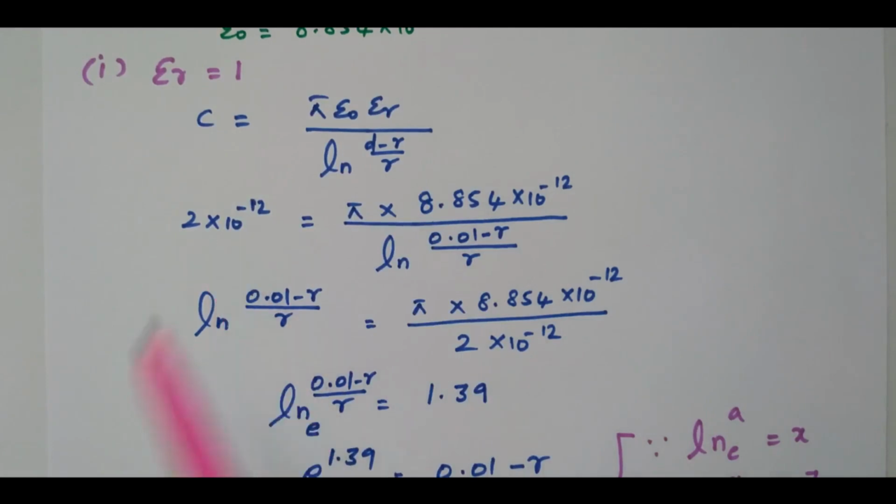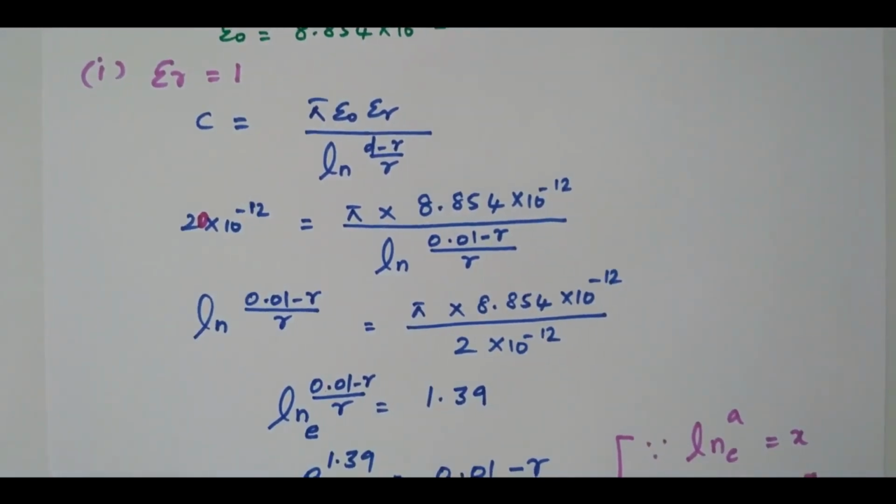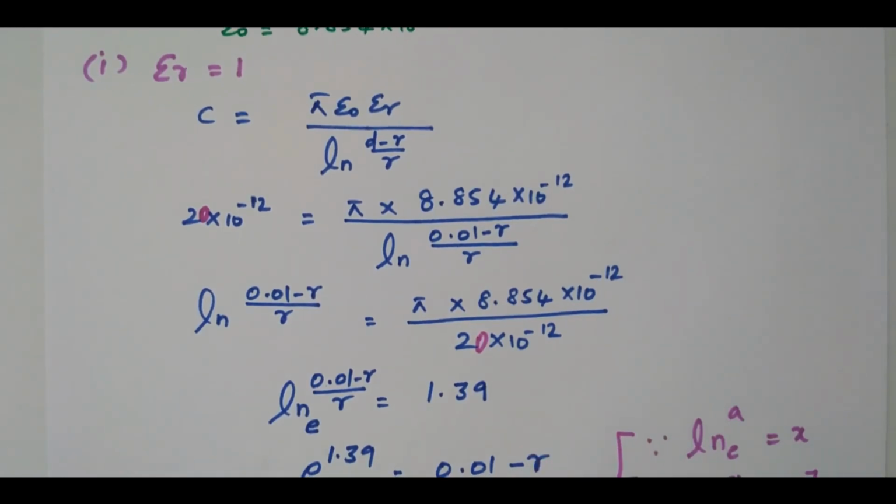Capacitance is available: 20 into 10 to the power minus 12 farad, right? It's not 2, it's 20. 20 into 10 to the power minus 12 by epsilon naught, which is 8.854 into 10 to the power minus 12, epsilon r is 1, divided by log of (0.01 minus r) by r, right? So now this r value we need to find.